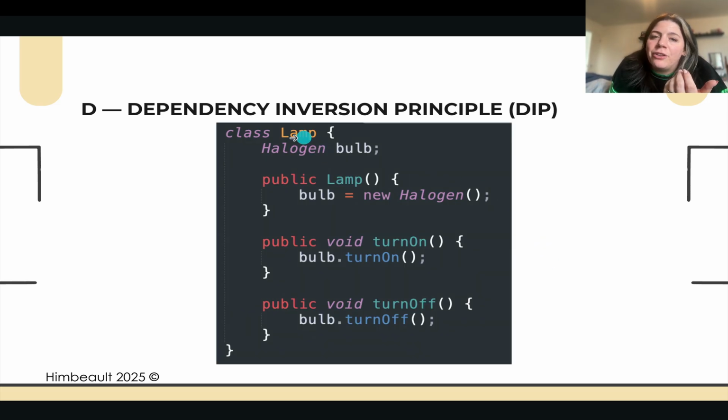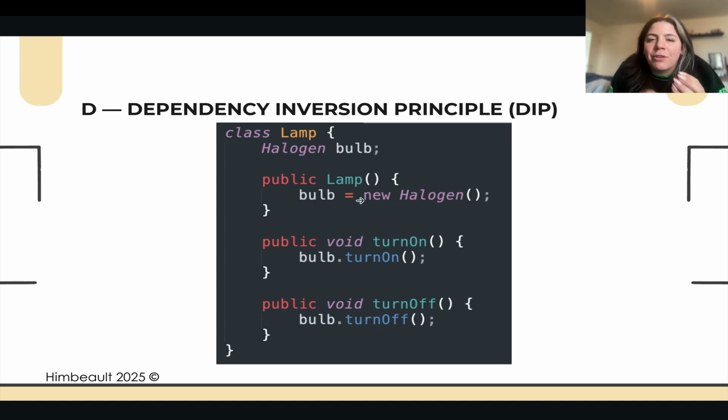In order to change from a halogen bulb, because we are actually initializing it right here inside the constructor, if I want to switch it to an LED bulb, a smart bulb, a fluorescent bulb, I'd have to stop my program, actually change all the code in here, and make a hard-coded change. So the most common way to spot a dependency inversion principle violation is within a constructor, having that new keyword.